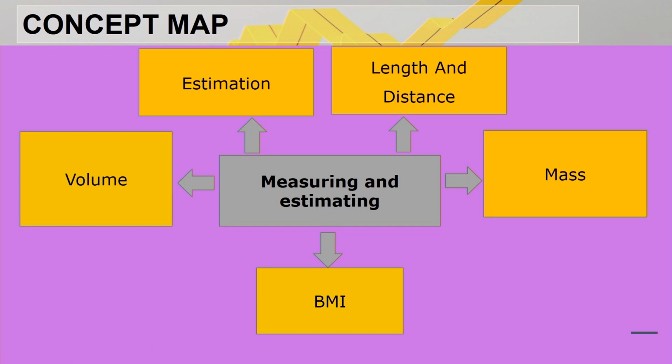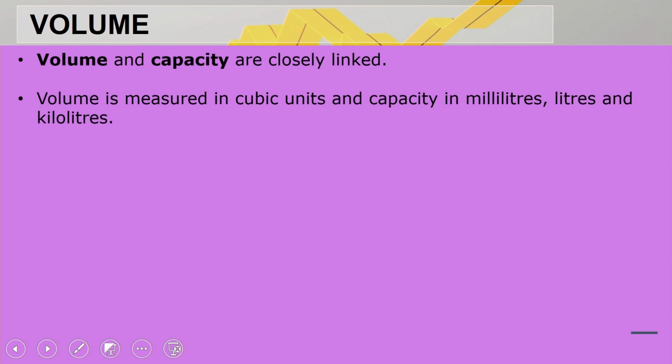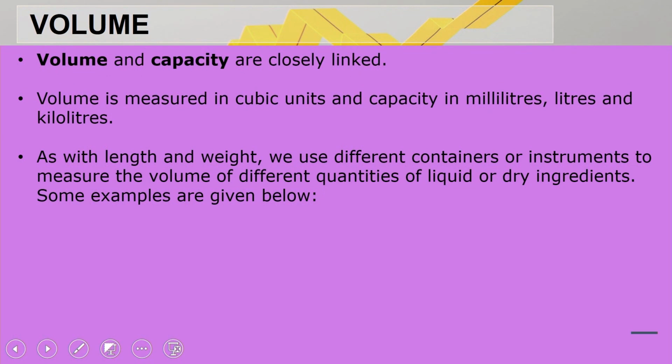Now, the last section that we are going to look at is volume. We are here. So, volume and capacity are closely linked. Volume is measured in cubic units and capacity is in milliliters and liters. What is the difference between volume and capacity? Now, volume is the space that an object takes up, and then capacity is what it can hold.